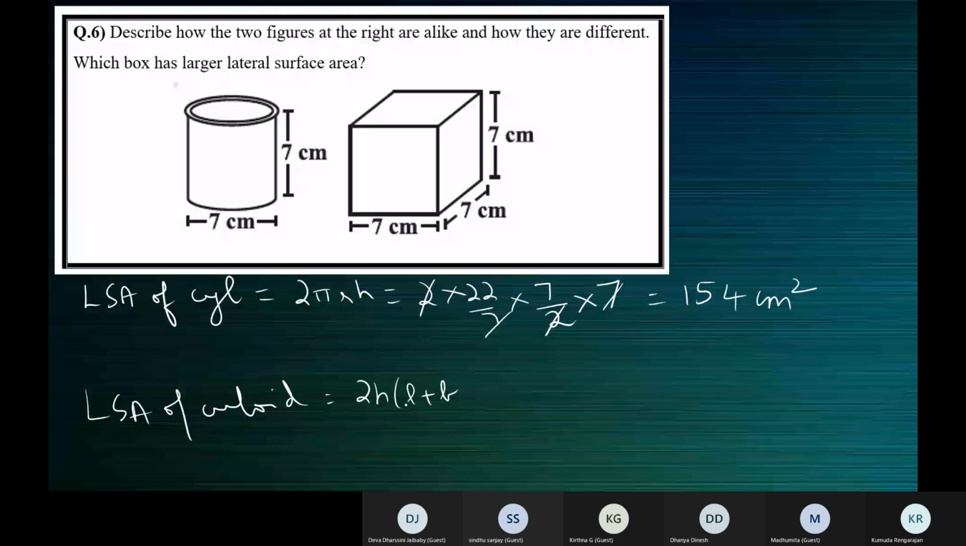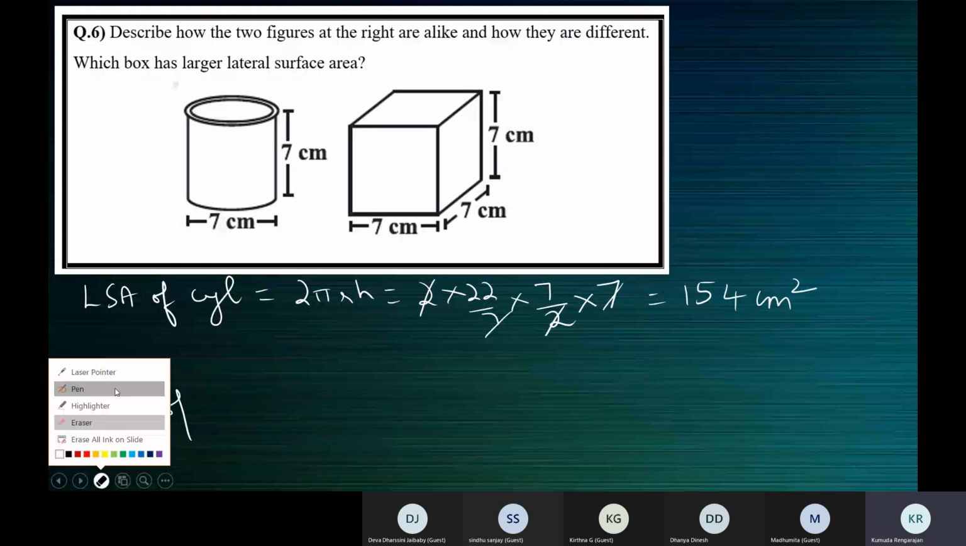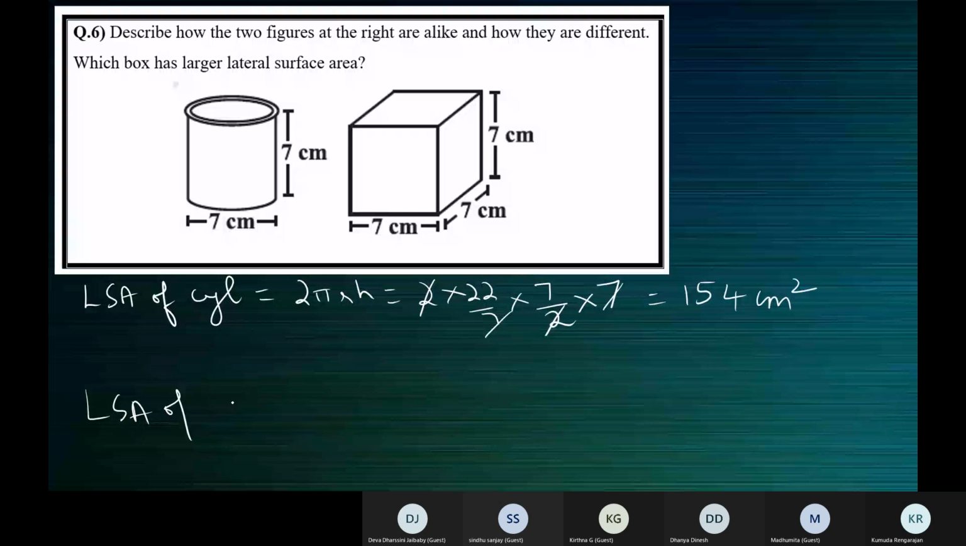Ma'am, the voice is breaking, ma'am. Sorry, earlier I wrote cuboid. Please change that to cube. Both cylinder and cube are solids. A cylinder has no corners while a cube has 8 corners.